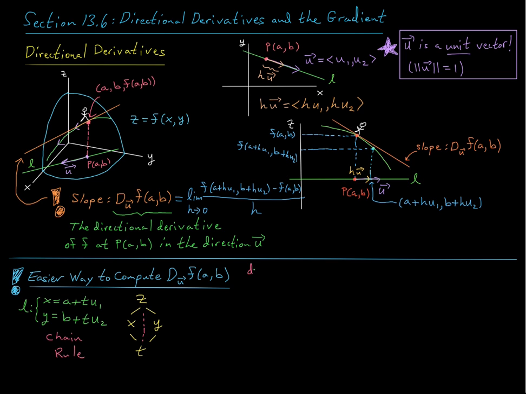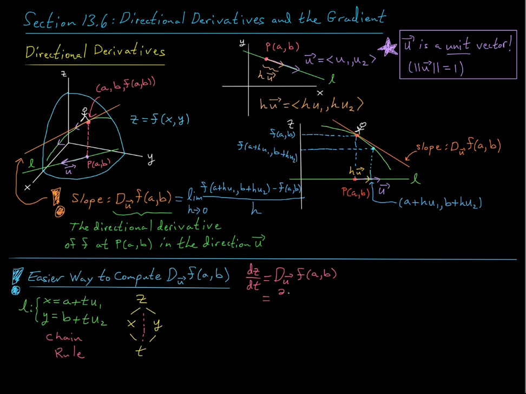So let's do that up here. dz dt is what? The first thing to emphasize is that dz dt is going to measure our change in altitude with respect to this parameter t. In other words, it will measure the slope of this orange tangent. In fact, that derivative, dz dt, is simply this thing we're calling the directional derivative of our function f evaluated at a, b. But I can go ahead and apply the chain rule to compute dz dt.